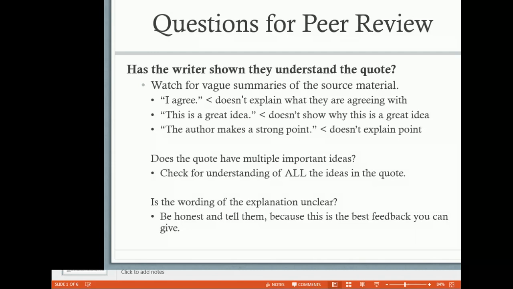Probably the most helpful way you can give somebody feedback is letting them know if the wording of the explanation is unclear. Like maybe they have tried to summarize the quote in their own words, and you're really not sure if they understand the whole idea. So be honest and tell them, because that's the best feedback you can give.